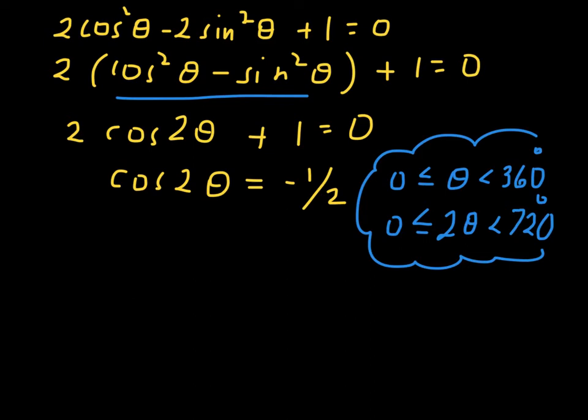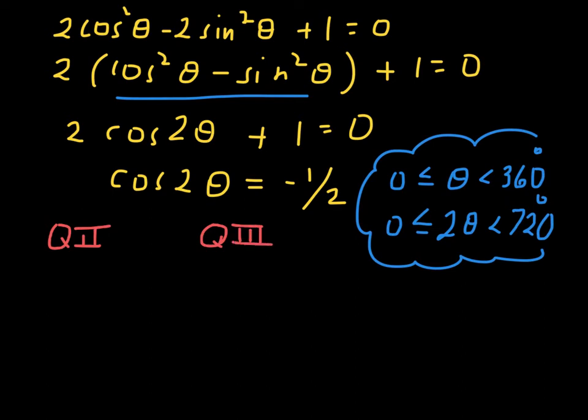So here we go. Cosine is negative, right? Cosine of 2 theta is negative. And cosine is negative in quadrants 2 and 3, right? So when you take one trip around the unit circle, you'll find a solution in quadrant 2. And then you'll find a solution in quadrant 3, right? That's when cosine is going to be negative.